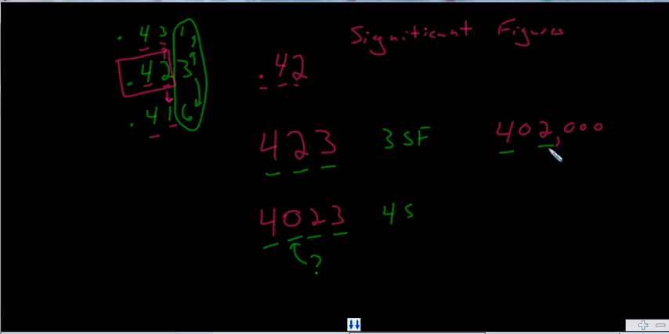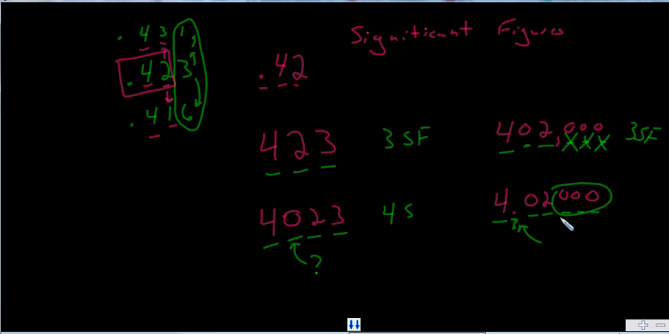Well, yes, non-zeros are significant, but so are zeros in between non-zeros. But what about zeros to the right of non-zeros? They are not significant. So we only have 3 sig figs in 402,000, but what if I gave you a different number which was only slightly different, 4.02000? Well, yes, the 4 and the 2 and the 0 in between them are obviously significant. And what about all these other zeros? They are significant because there is a decimal anywhere. Yes, zeros to the right of non-zeros are significant if there's a decimal anywhere.